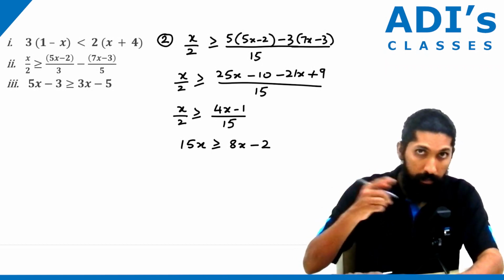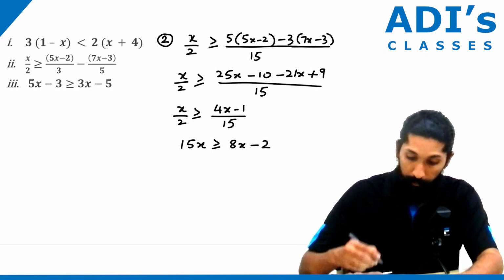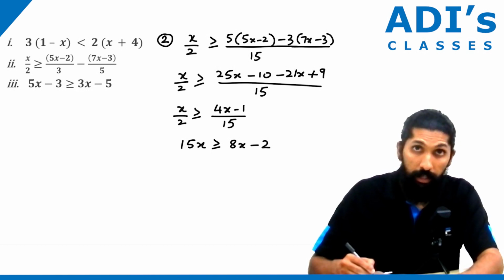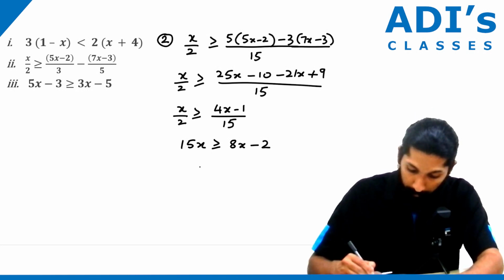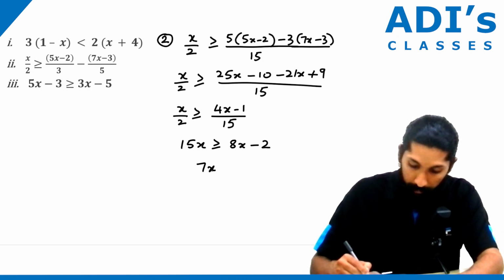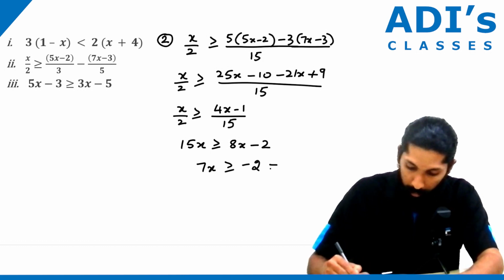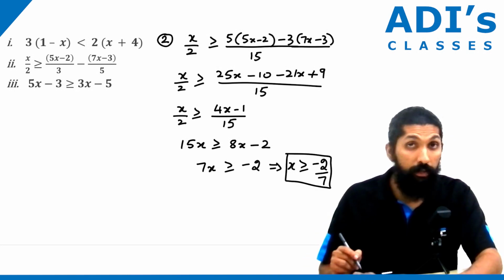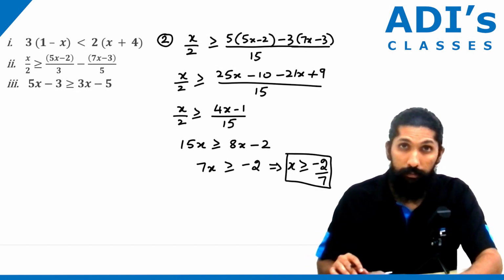Now what do we do? You take the 8x to the other side. Now if you take 8x to the other side, 15x minus 8x, 15 minus 8 is 7. So 7x greater than or equal to minus 2. So what do we get? x greater than or equal to minus 2 by 7. Guys, we got x is greater than or equal to minus 2 by 7.